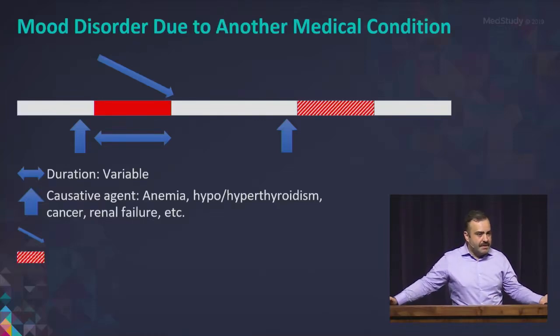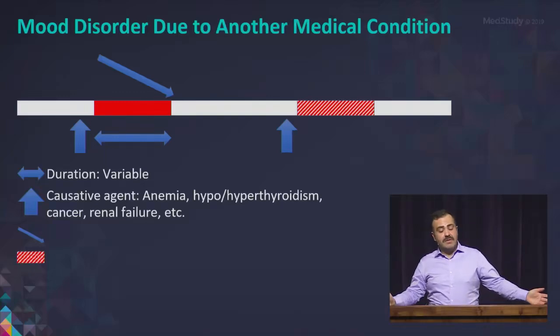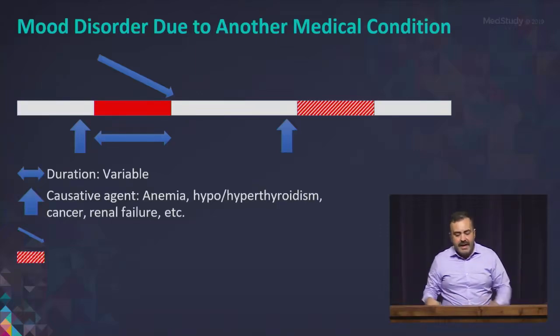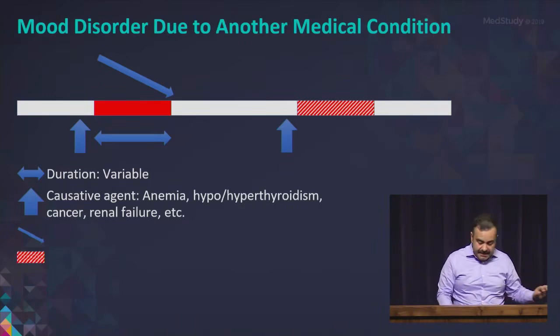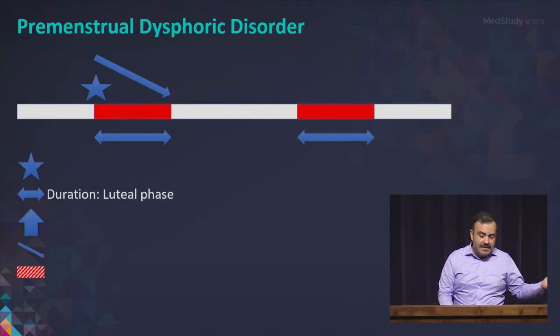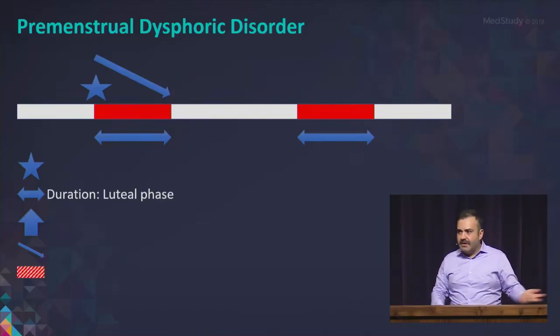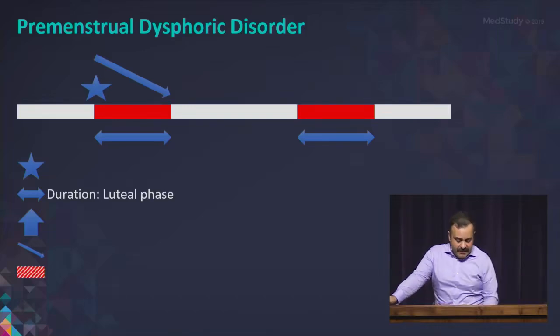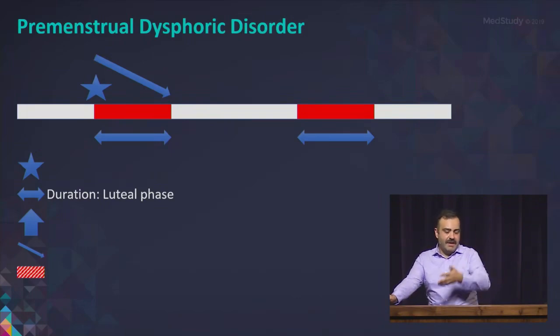The same concept with substance-induced psychiatric disorder. Some psychiatric conditions may be due to another medical condition. The duration changes based on the causative agent. The causative agent might be a medical condition, anemia, hyper or hypothyroidism, renal failure, or cancer. A diagnosis that is becoming very popular on most exams right now is premenstrual dysphoric disorder. The key words to remember, the duration of the symptoms are correlated to the luteal phase of menstruation, and they occur every time menstruation occurs.